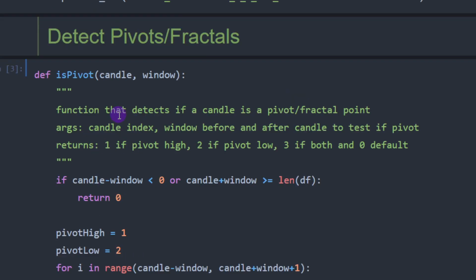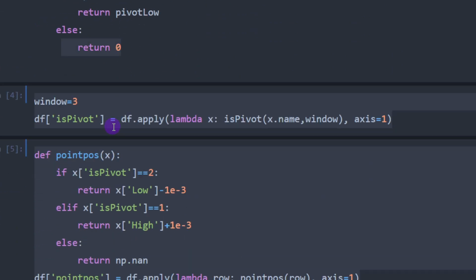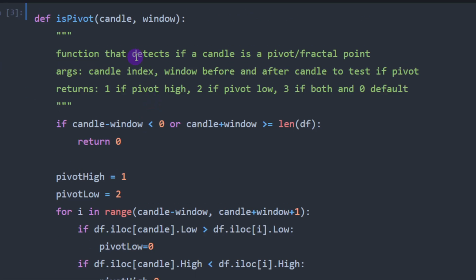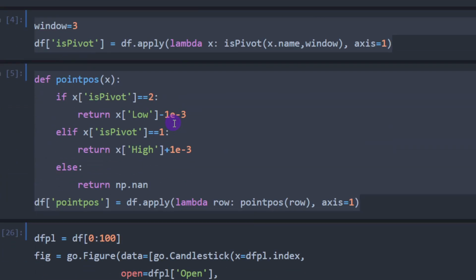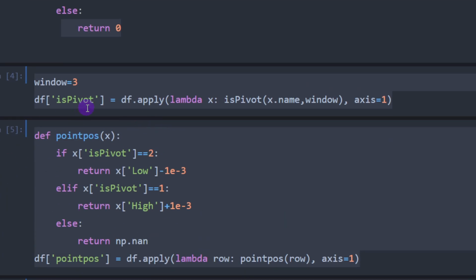So that's a pretty nice function. It takes the candle and the window, and now we can apply it to our data frame candles. So the new column df is pivot in our data frame is equal to, I'm going to use the apply function using is pivot on all the indexes x.name, or all the candles of the data frame, using the window parameter, which is equal to 3 here, and the axis is equal to 1, so the apply function is going to iterate on the rows of the data frame.